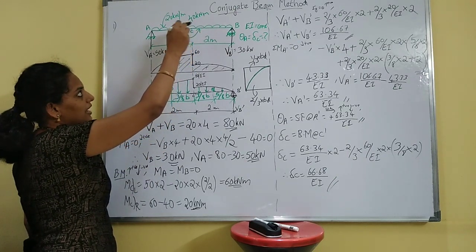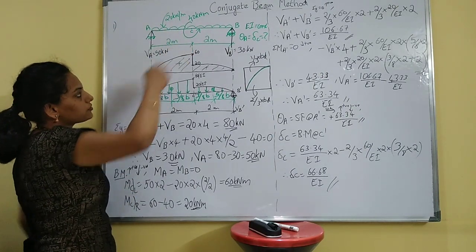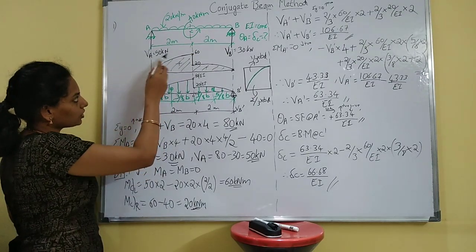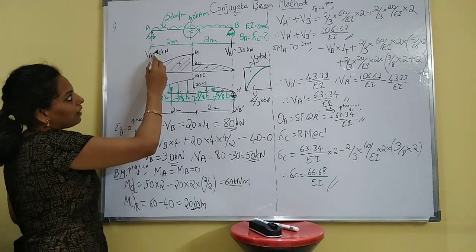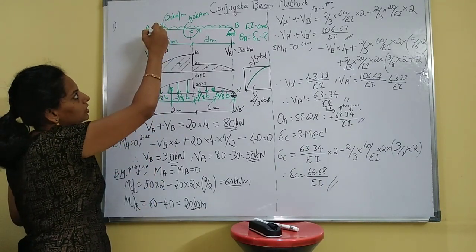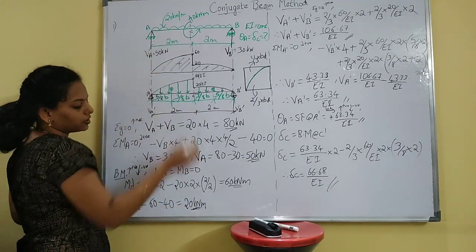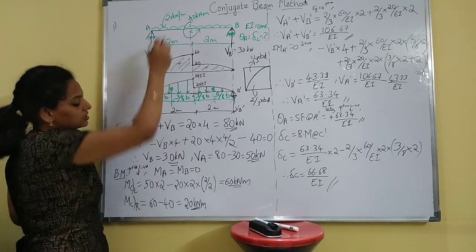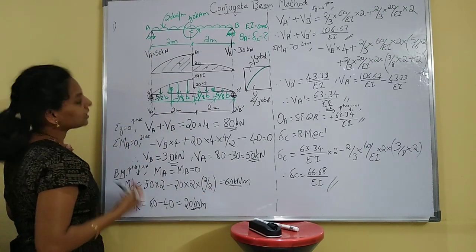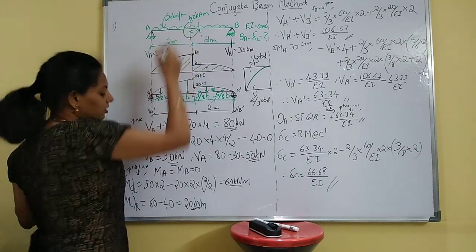Here, because a couple is acting, we have to consider left of C and right of C. First consider left of C, which means your section is somewhere here. For that, you calculate upward as positive, downward as negative. So upward is 50. 50 into 2 minus 20 into 2, only up to C, that is 2 meter distance. For the UDL, the perpendicular distance is half of the distance, so 2 by 2, which is equal to 60 kilonewton meter.